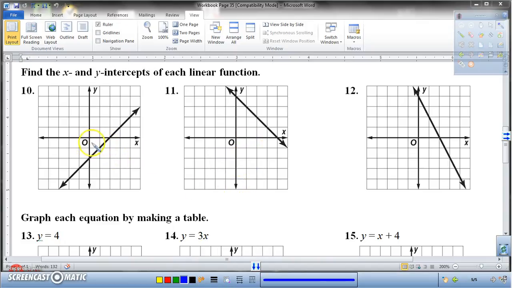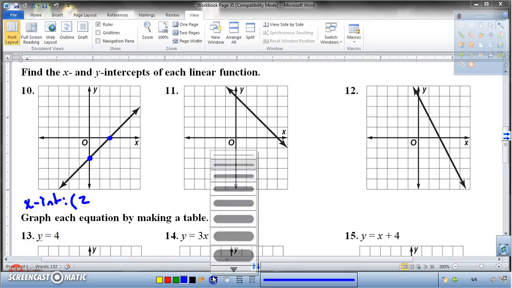Okay, so an x-intercept is the point on the graph where I cross the x-axis, which is right there. The y-intercept is the point on the graph where I cross the y-axis, which is right there. So there's two ways that we can write our intercepts. You can either write this as an ordered pair. The x-intercept would have coordinates 2, 0.